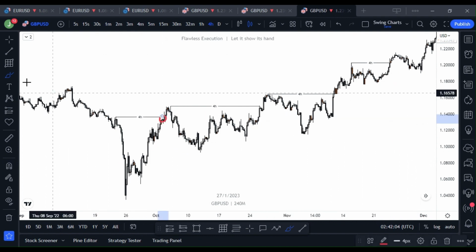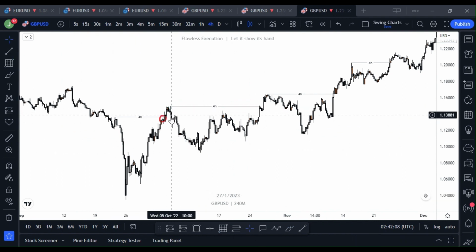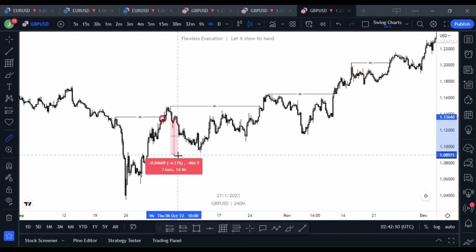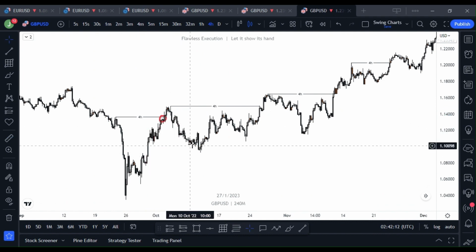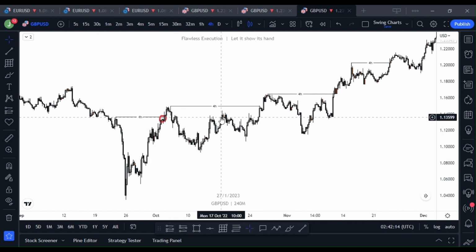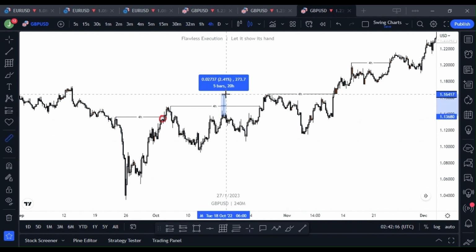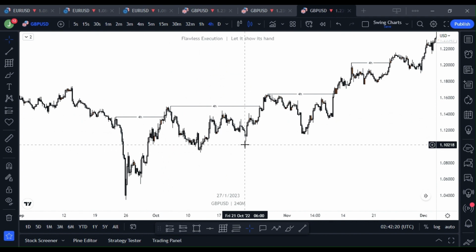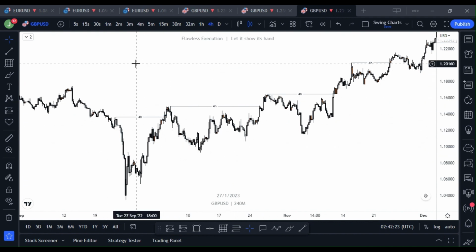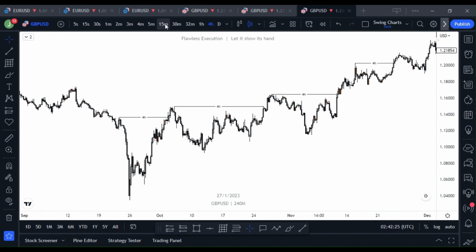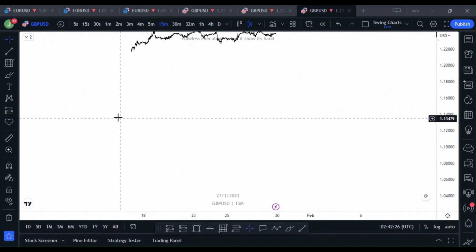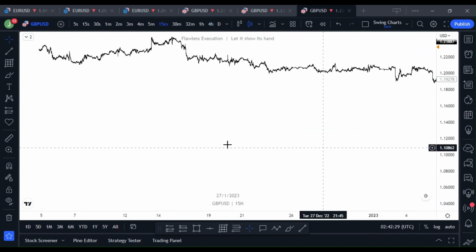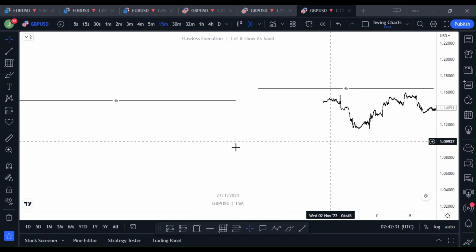You don't want to be buying here because say you buy here, you're going to see a 400 pip drawdown before you get into the position and make 200 pips or whatever. So yeah, now that we've depicted that, we can go down to the 15-minute and I can show you what happens. So I just need to find this. Where are we?